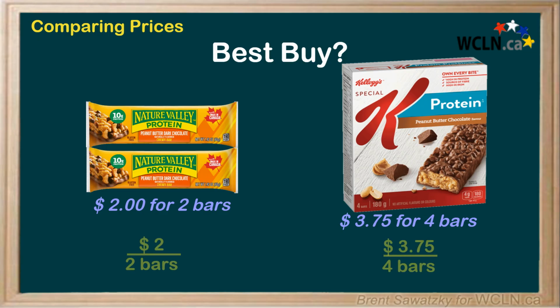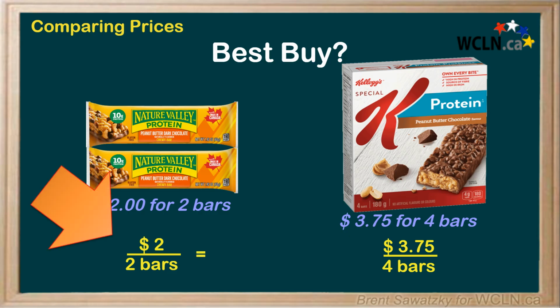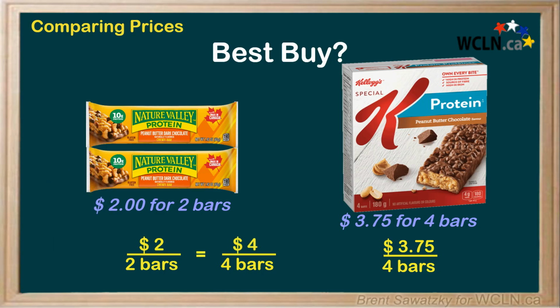So let's write each of these as a ratio of cost to amount. And to compare, we can make an equivalent ratio on this one, but with 4 bars on the bottom to make it comparable. So we multiply the denominator by 2, and to keep it the same, whatever we do to the denominator, we also do to the numerator. So we can see $4 for 4 bars. And that's easy to compare now versus $3.75 for 4 bars, which is definitely cheaper.